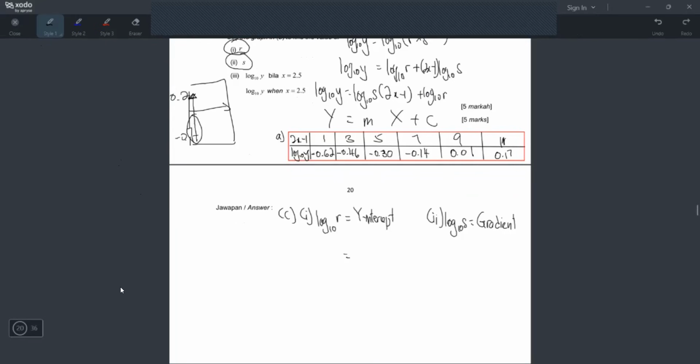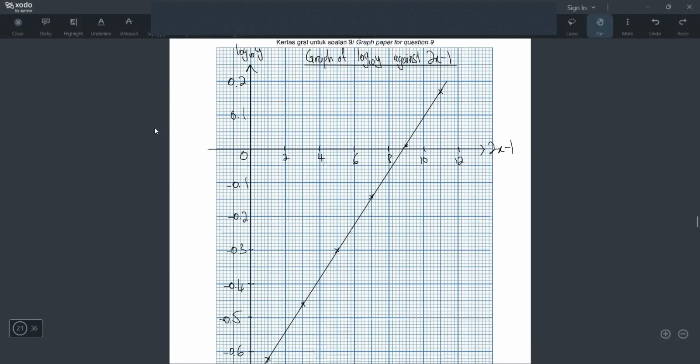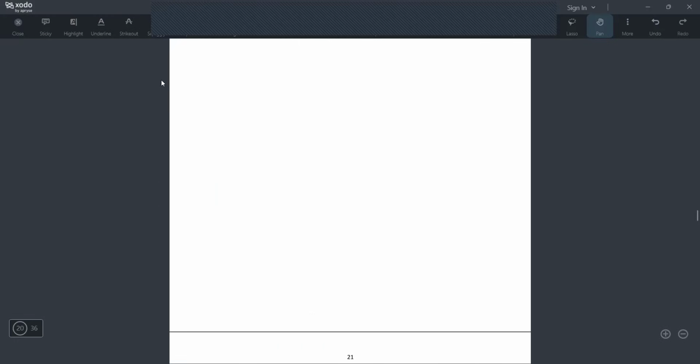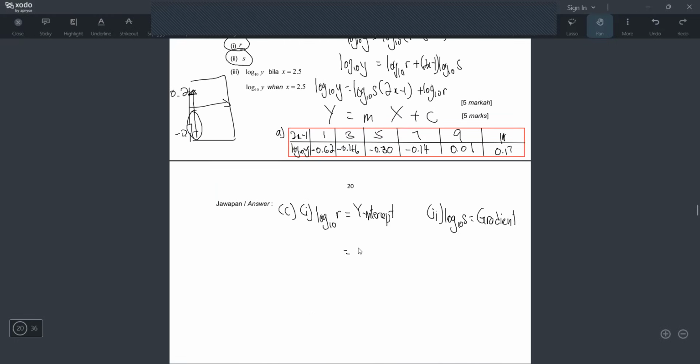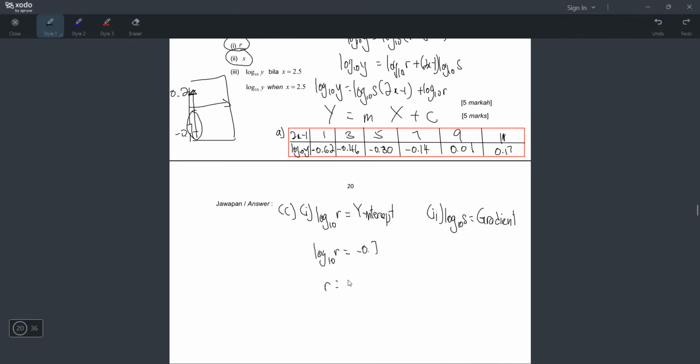Your y-intercept, just now you can see, is negative 0.7. So you just put in negative 0.7. This will be log R base 10, and then R will be, okay, this one you press shift log. When you move log to the other side, it means you press shift log, and then bracket negative 0.7. Okay, it's better to write four significant figures. So 0.1995.